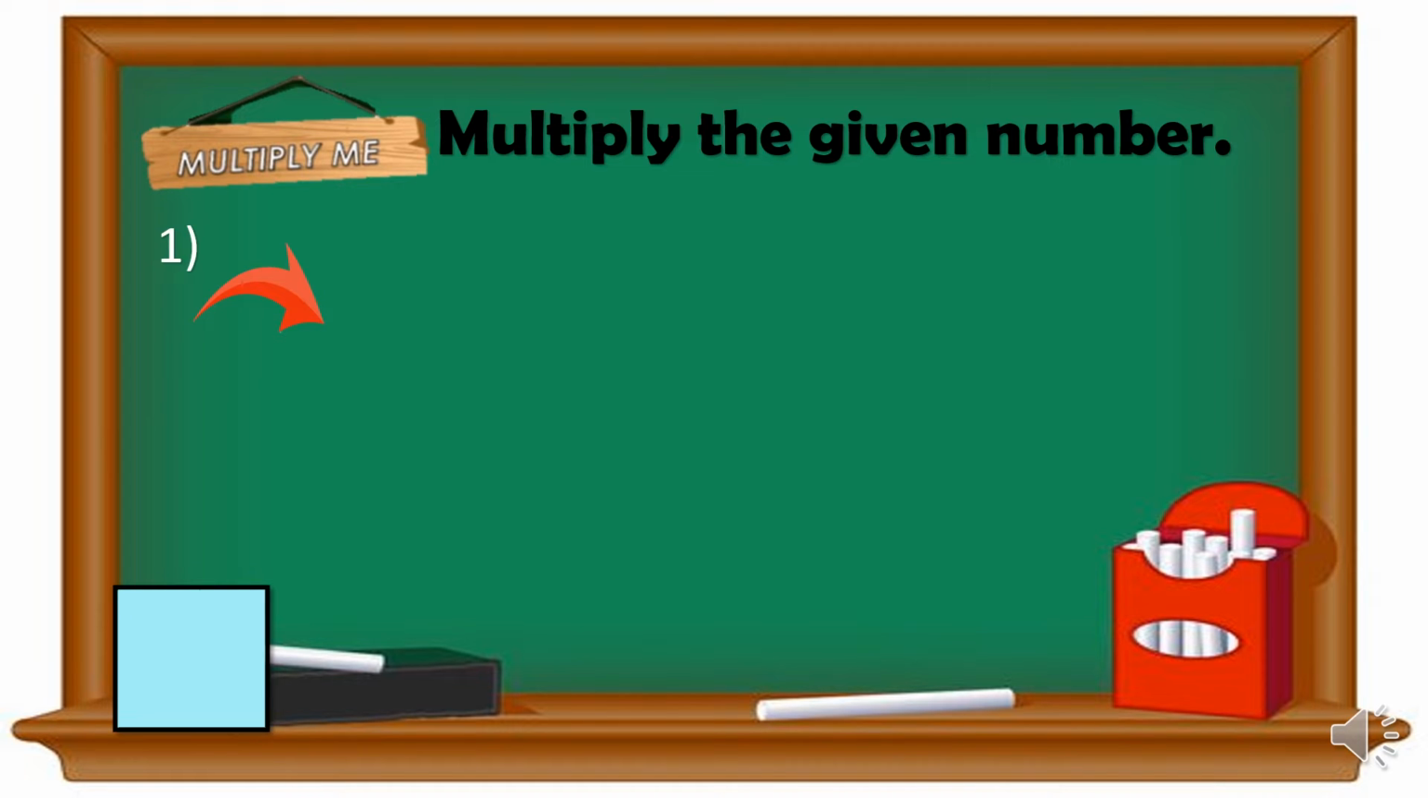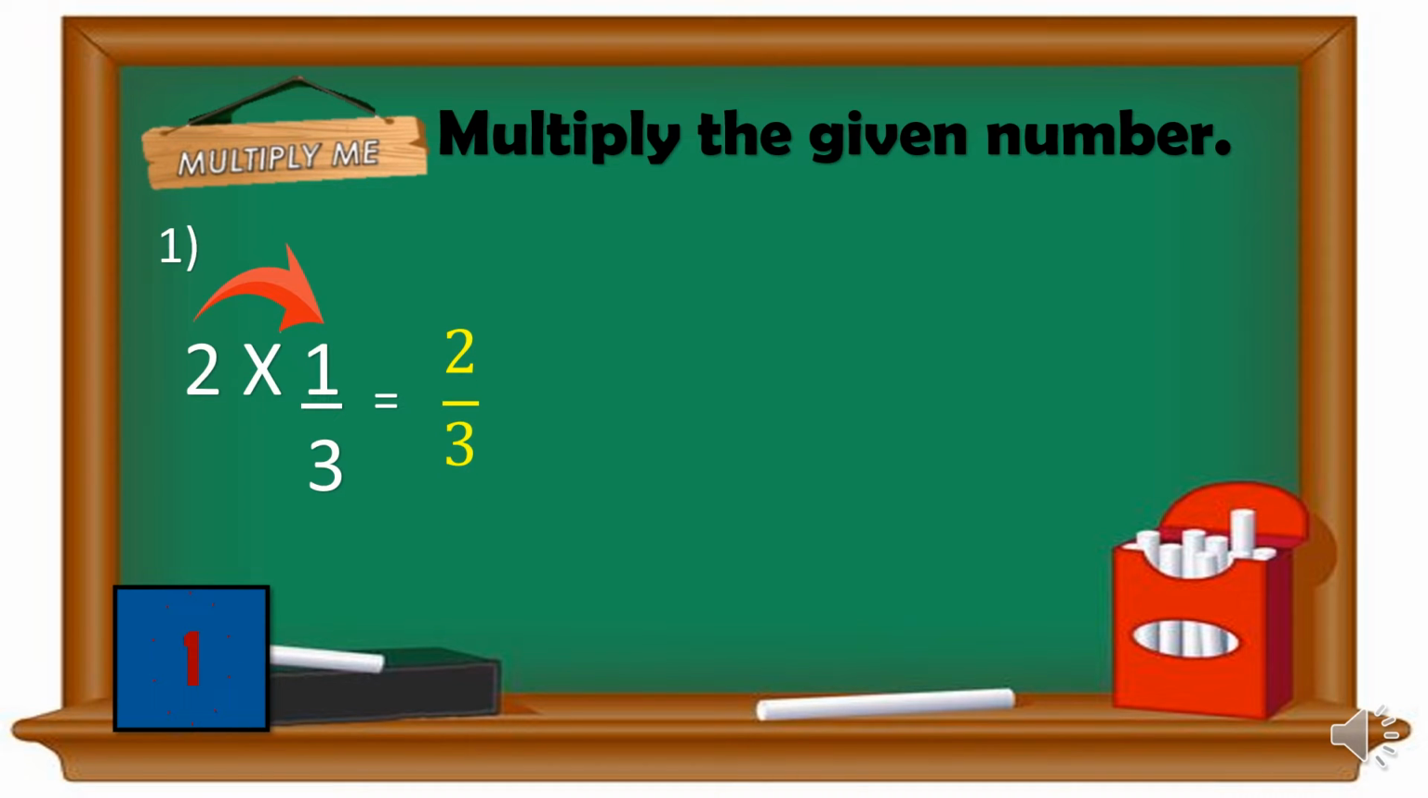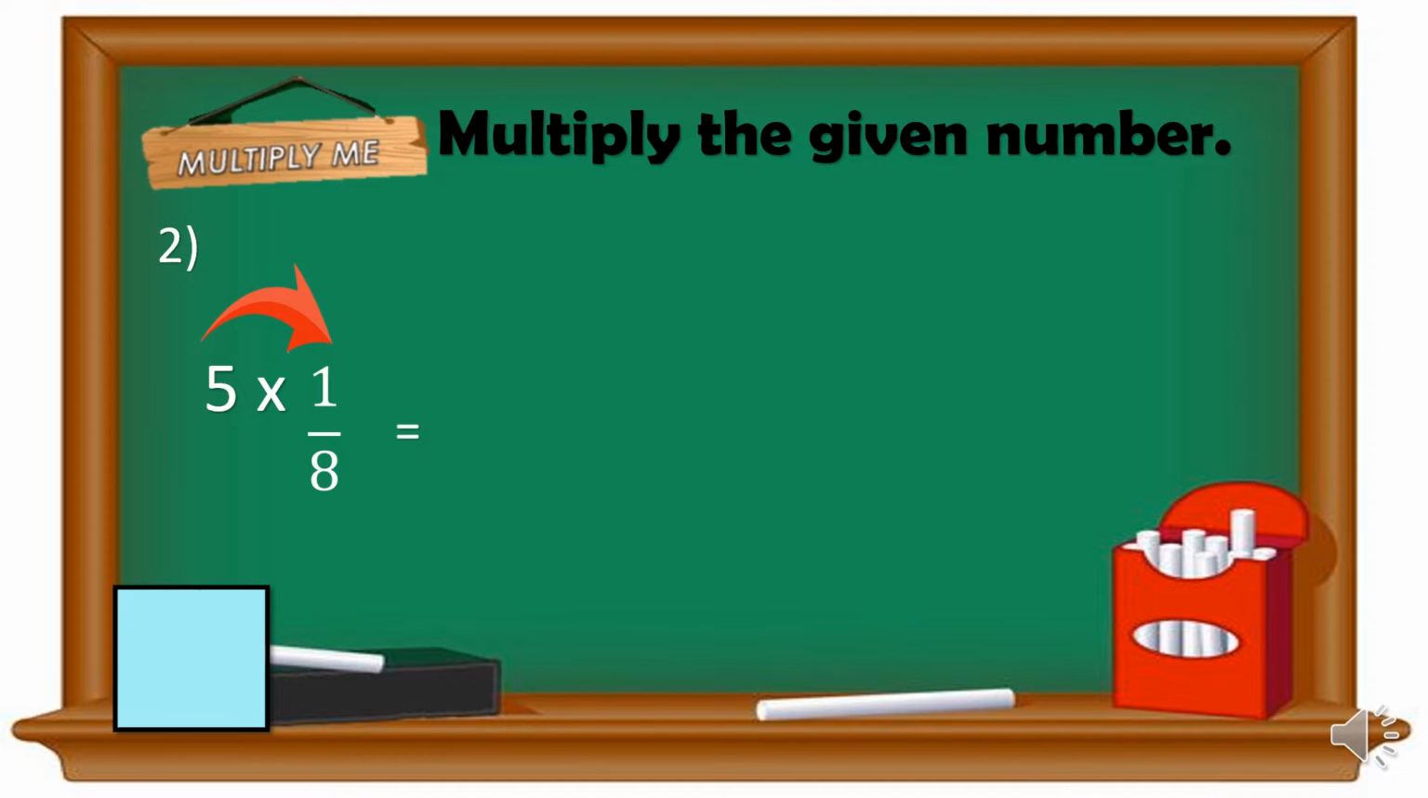Okay, so let us multiply the given numbers. For number 1, we have 2 times 1/3. I will give you time to answer this. Okay, so let us check your answer. The answer is 2 and 2/3. So do you think your answer is the same? Okay, very good.